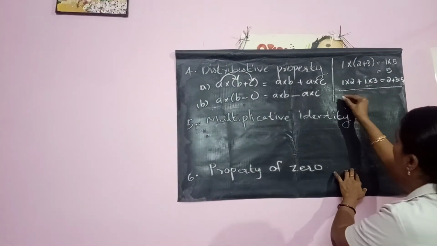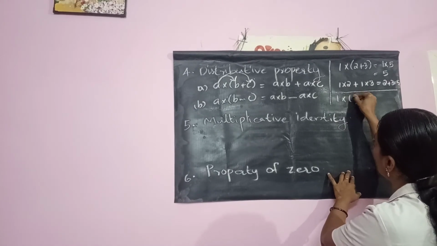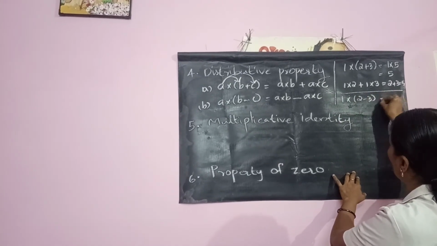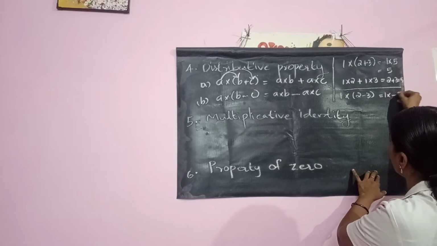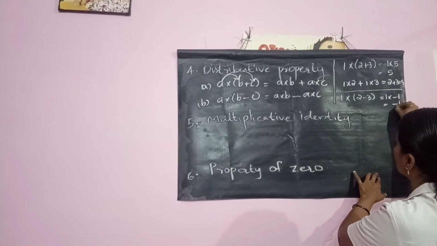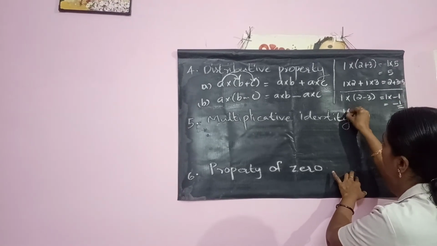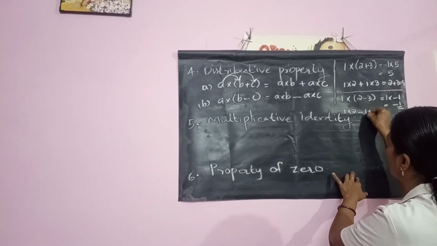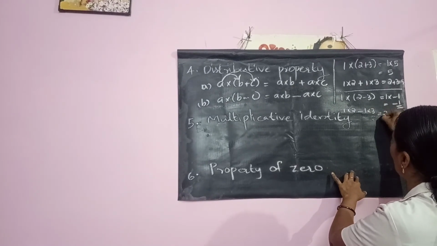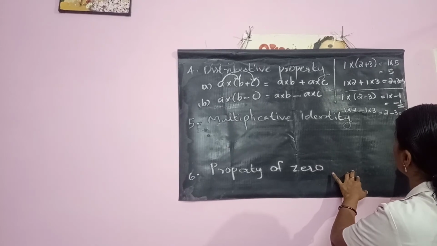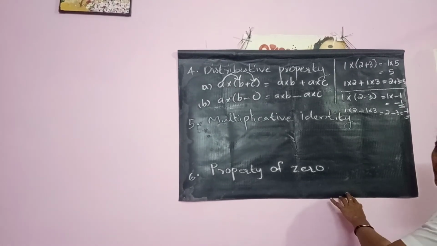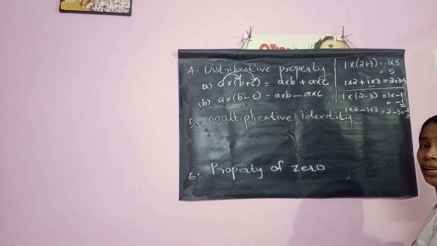Similarly, the other one, 1 into 2 minus 3 equal to 1 into minus 1 equal to minus 1 itself. And when you are opening the bracket, 1 into 2 minus 1 into 3, we have 2 minus 3 which is also equal to minus 1. So, it is true for all the integers.